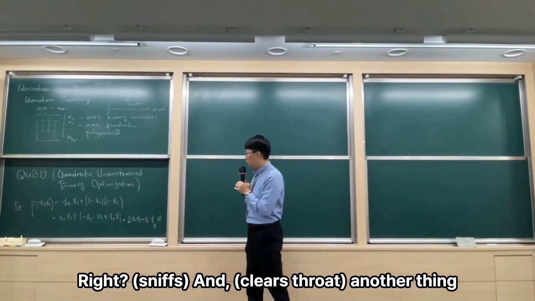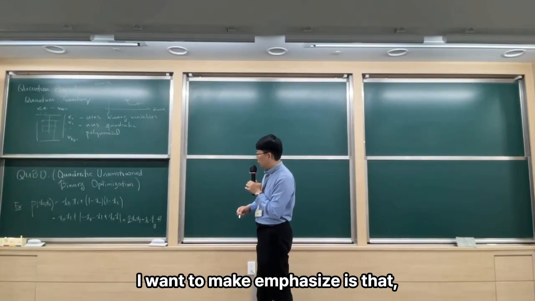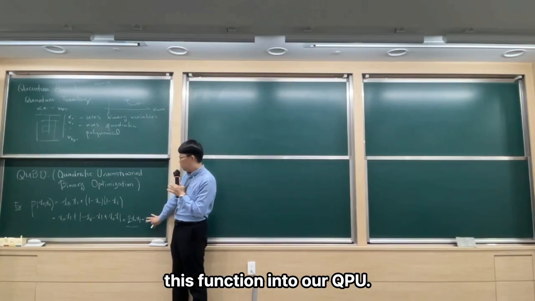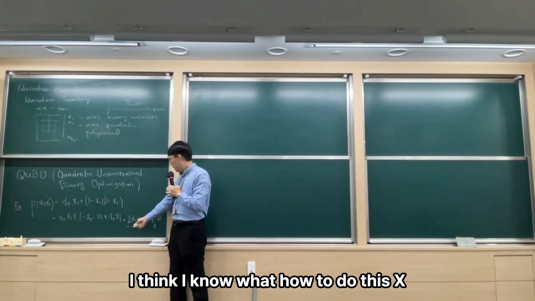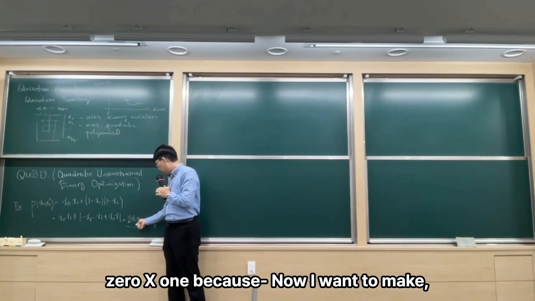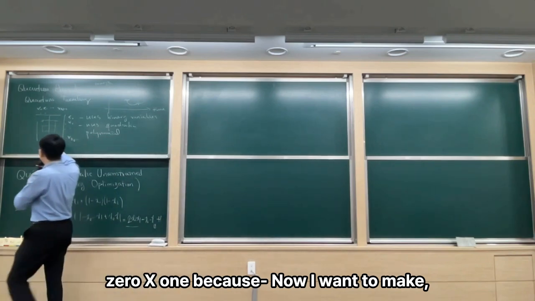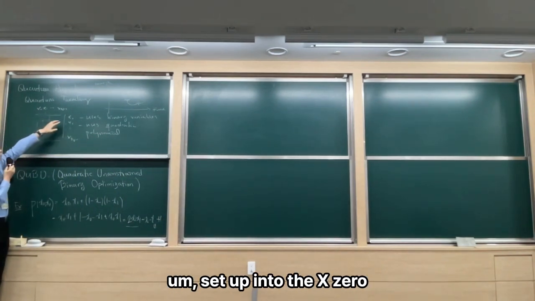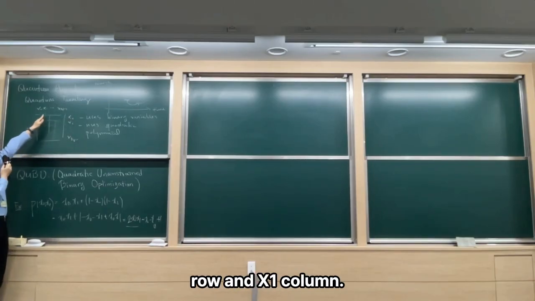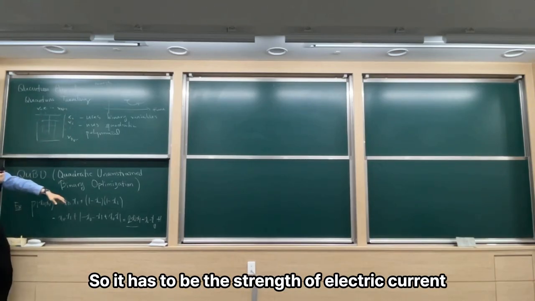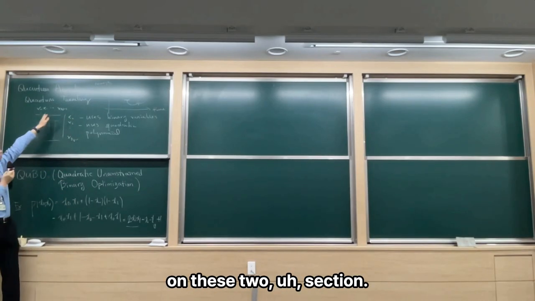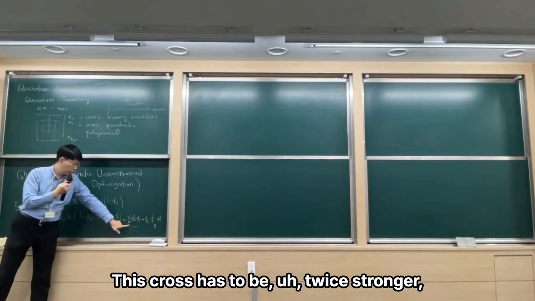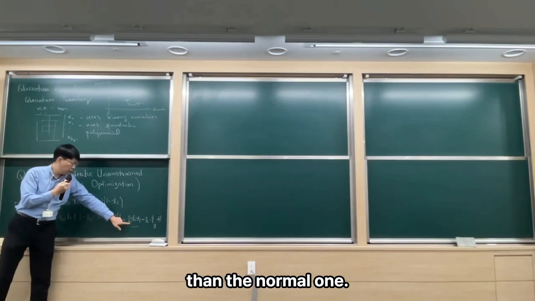And another thing I want to emphasize is that, as I said, we want to implement this function into our QPU. I think I know how to do this: x0, x1, because now I want to set up an electric current into the x0 row and x1 column. So the strength of the electric current on this cross has to be twice as strong as the normal one.